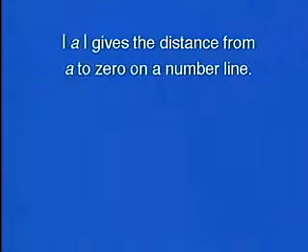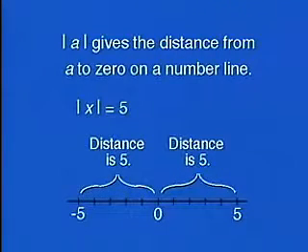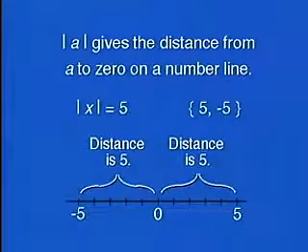Now recall the definition of absolute value. Absolute value gives the distance from A to 0 on a number line. Now we can use this definition to help us solve the equation the absolute value of x equals 5. Now we know that x is 5 units from 0 on a number line. So if we look at our number line, we find that we have two values that are 5 units from 0. So our two solutions are -5 and 5. And here's our solution set, which contains the two solutions to our equations.